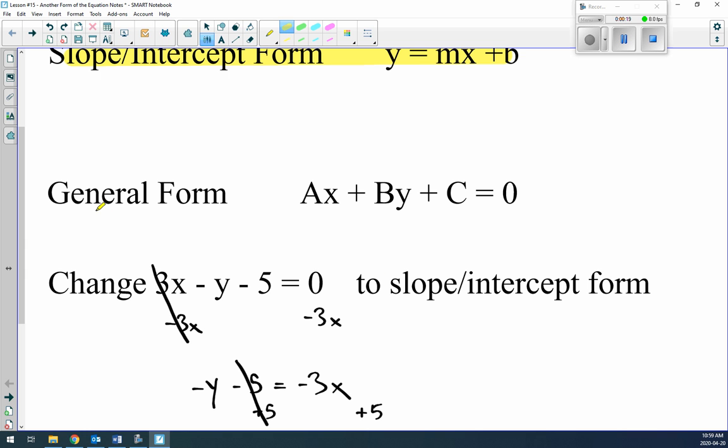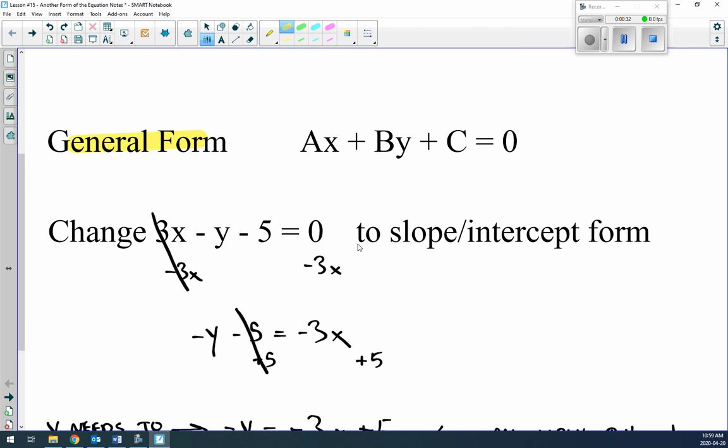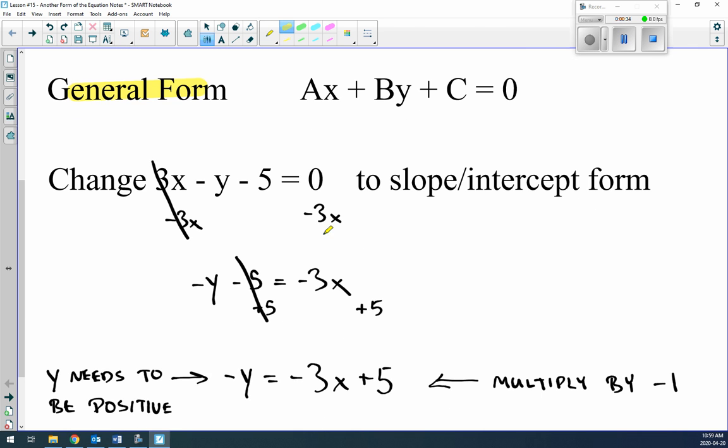For instance, they could be given to you in what's called general form, which is ax plus by plus c equals 0. So everything's been mixed up, and it's all on the left-hand side equal to 0. What you can do is take general form and change it to slope-intercept form. The key is y has to be by itself. Okay, so let's take a look at this.